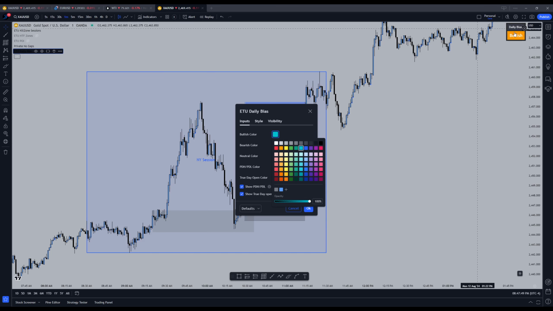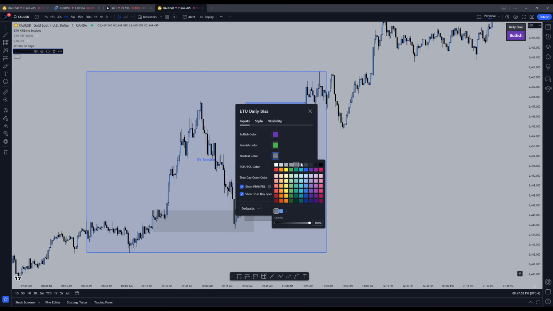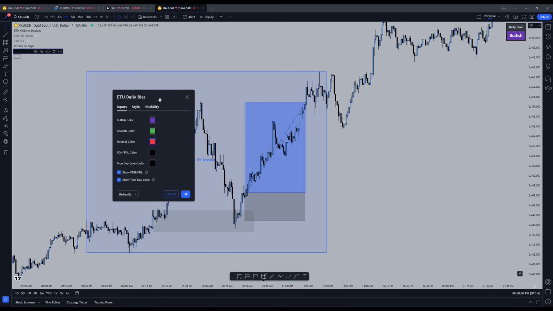You can change it, right? It changes it on the table as well as the arrows. So whatever color style you prefer. And then bearish, obviously, if you're bearish, there's going to be 3 different symbols here. It's going to be bullish, bearish, or neutral. Neutral means that day we're likely to range.